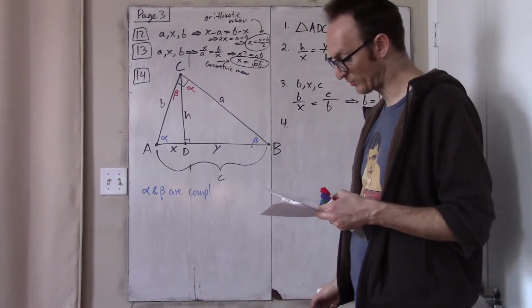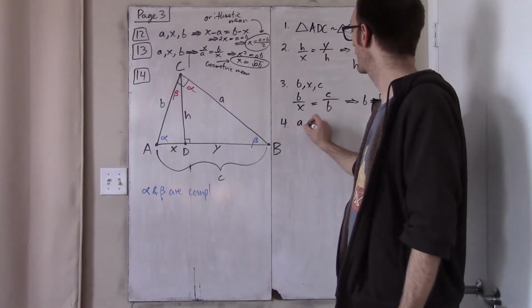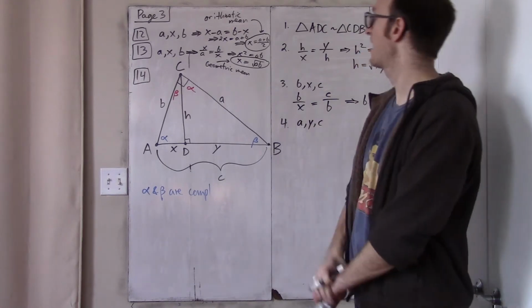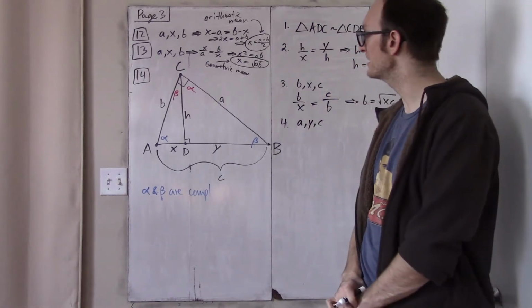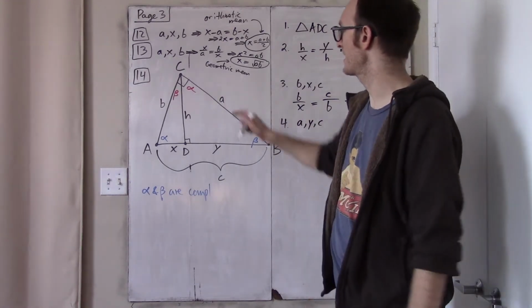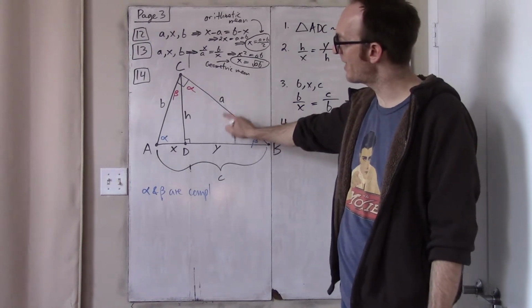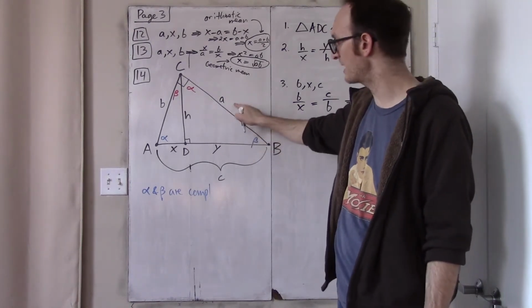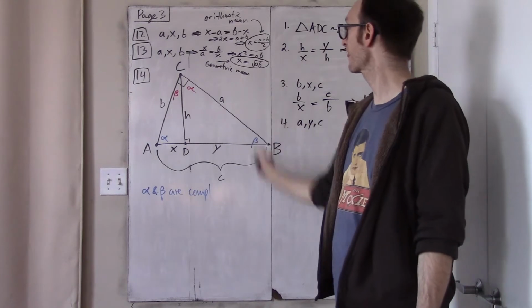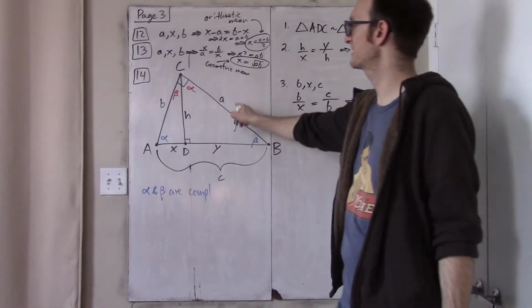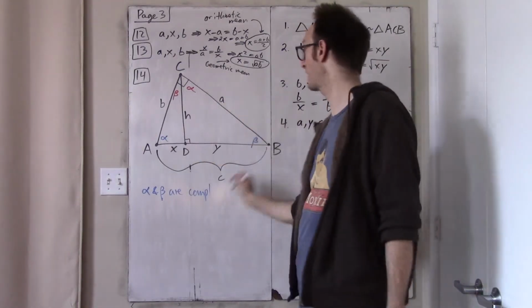A is the geometric mean of y and c. So A, y, c. I need a relationship between A, y, and c. Well, okay, I think I got this now, right? What is A? On the one hand, it's the hypotenuse of the medium triangle. On the other hand, A is the leg opposite alpha in the original triangle.